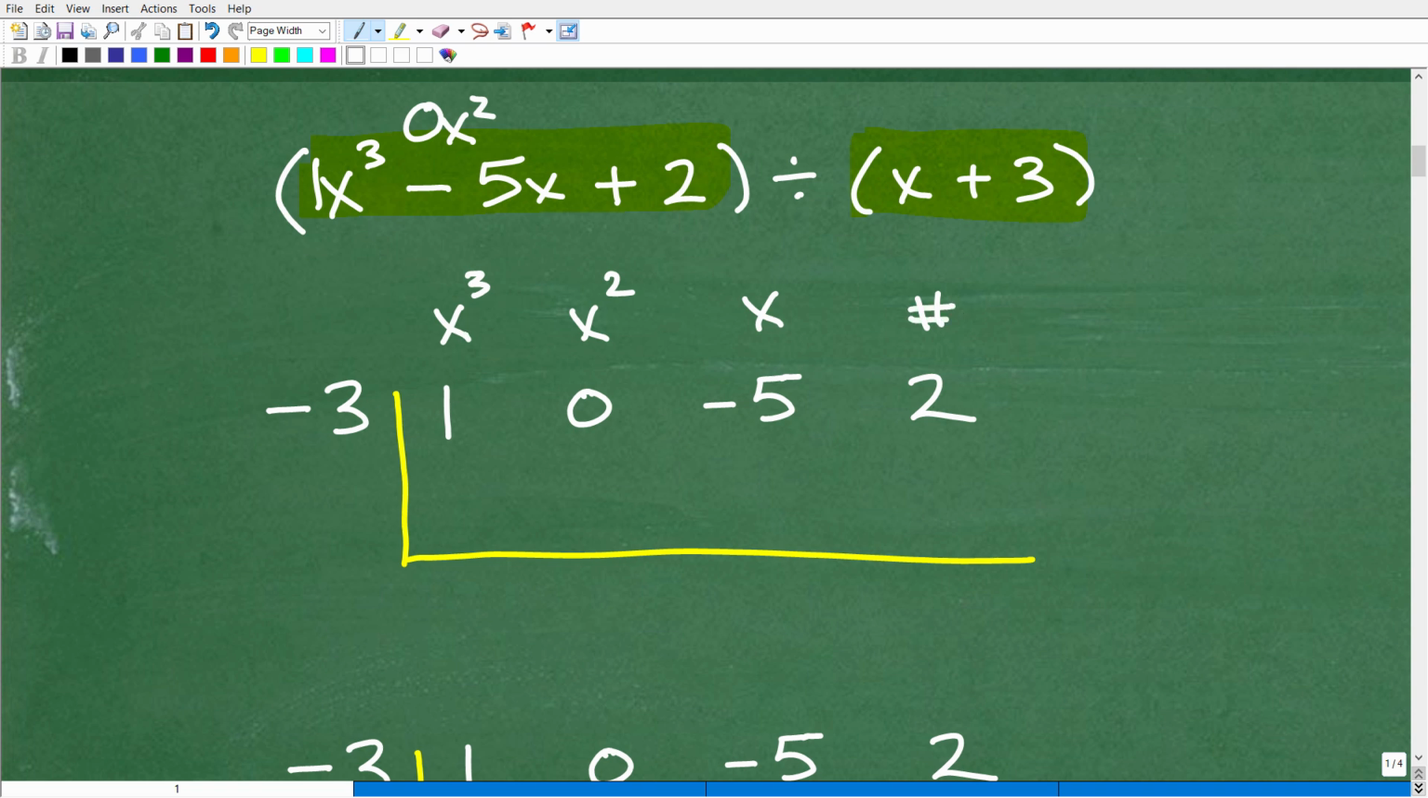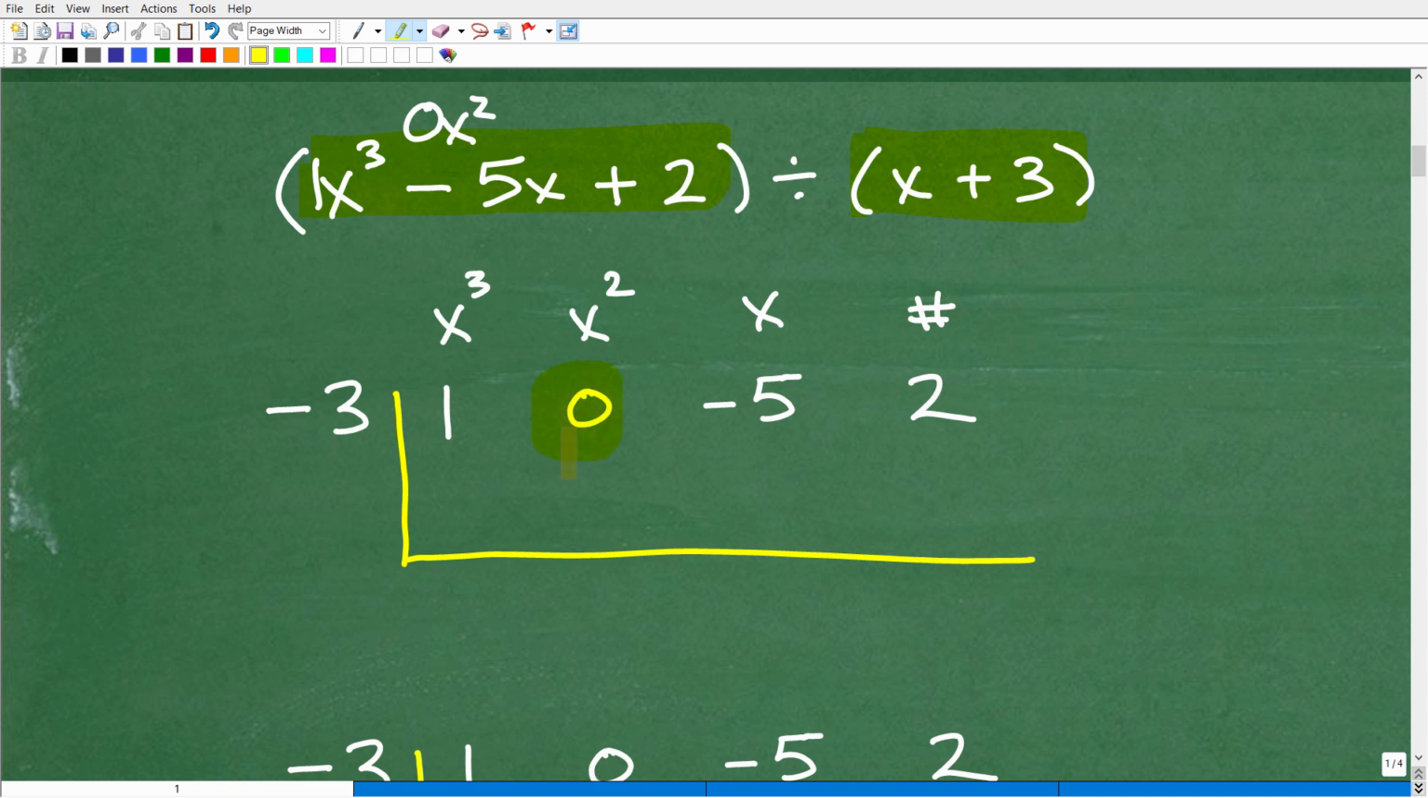So what's in front of the x cubed? 1. What's in front of x squared? 0, because 0 times x squared is 0. That's why we don't have anything there. What's in front of x? Negative 5. And what's in front of this number? Well, it's just the number. It's 2. Okay, so hopefully this makes sense. But you must have, if a power is missing, you got to put in a 0.